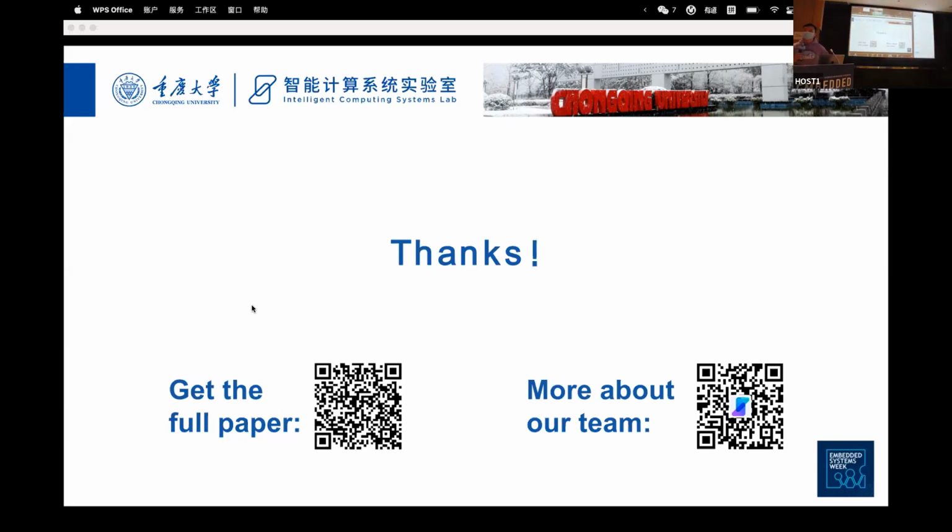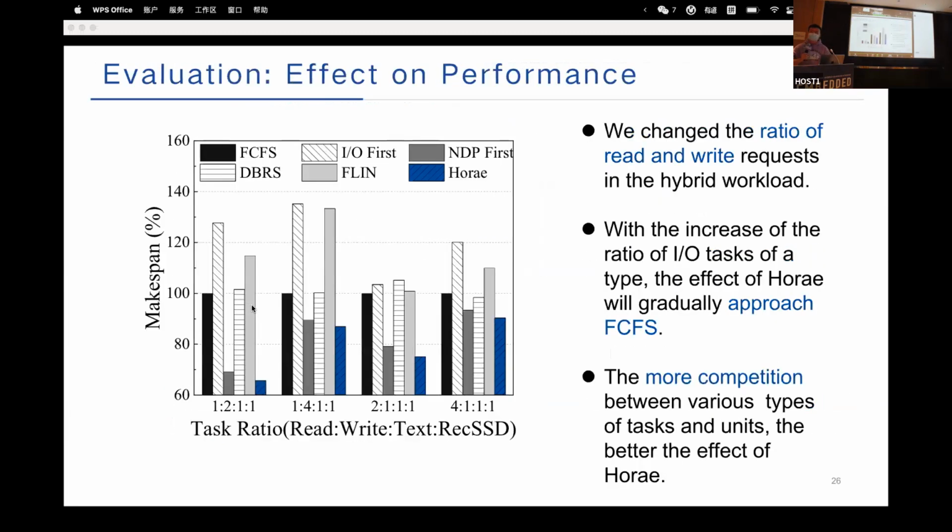Thanks for your talk. It is a great work. So I have a question. In your evaluation, you present some results on different task ratios. Did you conduct experiments on some real workloads or some real applications? Thanks.